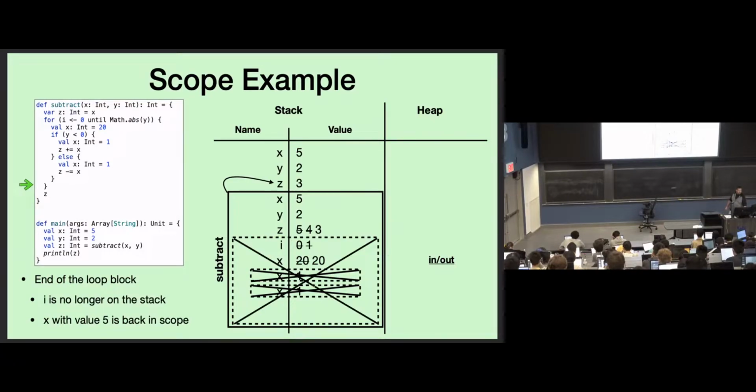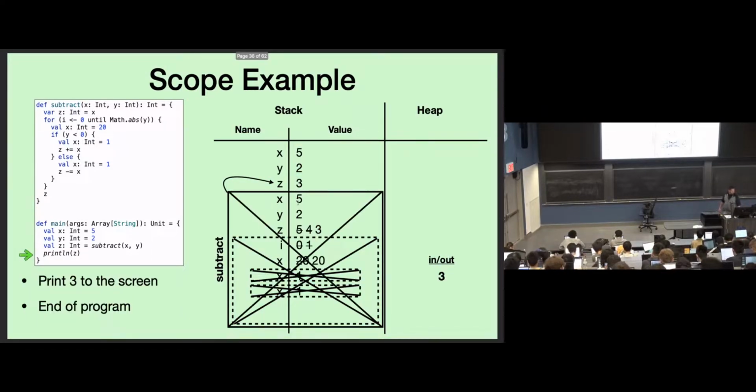Cross that out. It's no longer in memory. This x is back in scope. And then we're going to return z. Z has the value 3. So 3 is going to be returned to this z as our return value. Stack frame's over. Cross out the stack frame. 3 is printed to the screen. Don't forget your input-output. Print 3 to the screen.